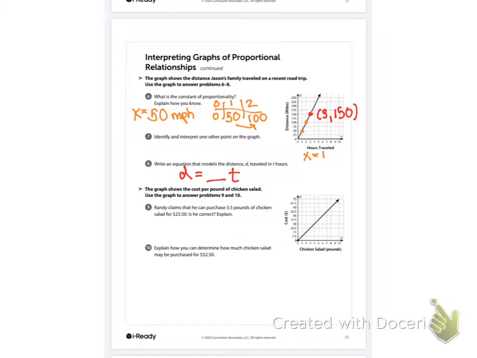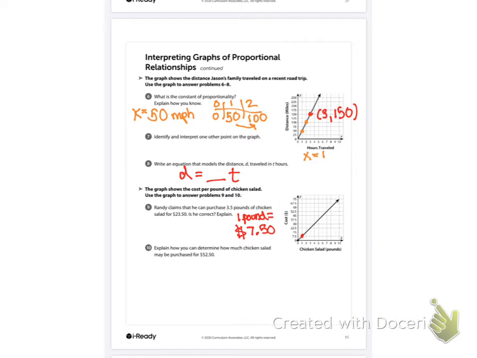Then I want you to use this graph below for 9 and 10 to help figure out whether or not these statements are correct. I think it helps to find the constant of proportionality here. When I started this problem, I wanted to figure out the cost for 1 pound of chicken salad. Looking at this graph, it looks like 1 pound is going to equal $7.50.